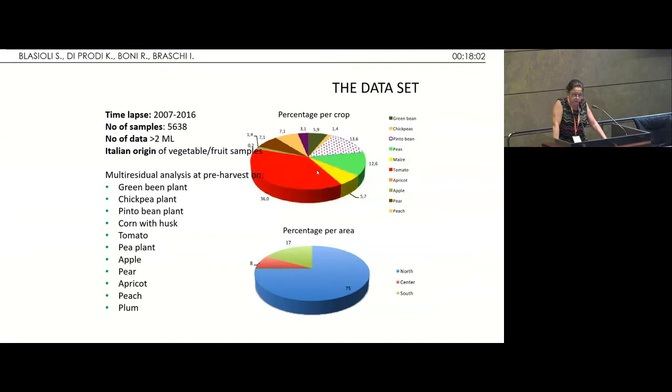So what we looked at was the multi-residual content, of course I'm talking about pesticides, in plants, especially vegetables: green bean, chickpea, pinto bean, corn with husk, pea, and tomato, and fruit such as apple, pear, apricot, peach, and plum. The origin of these samples is mainly, 75%, from the north of Italy, a small percentage, 8%, from the center, and 17% from the south.